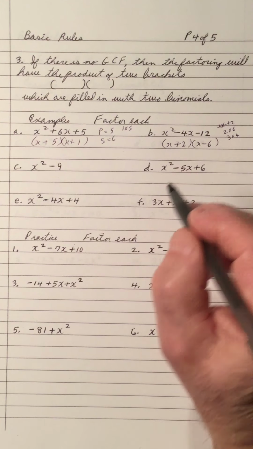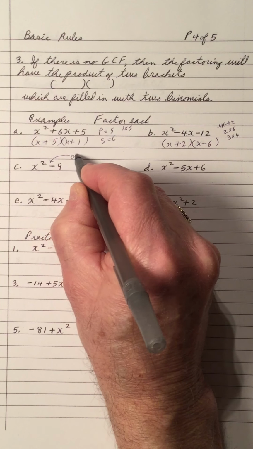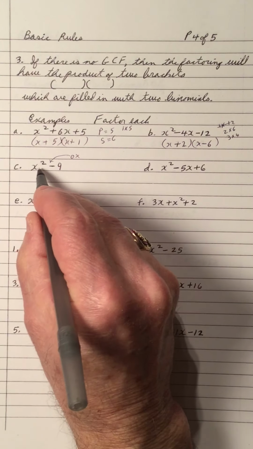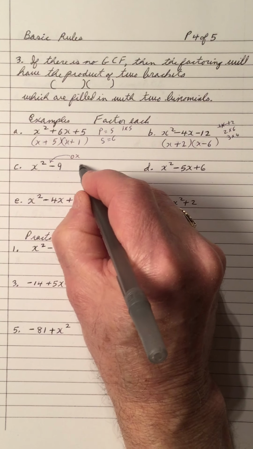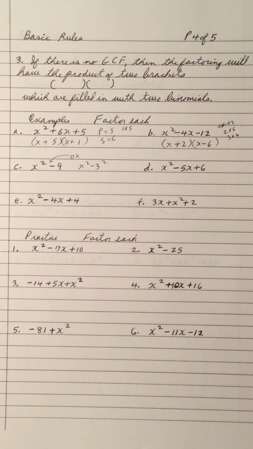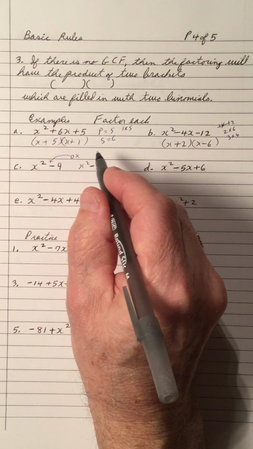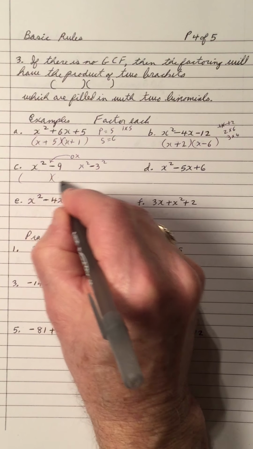Perfect. Now we have two terms here, but we notice the middle term is understood to be 0x. This looks like the difference of two squares. This looks like x squared minus 3 squared. Yes, it is the difference of two squares. You're subtracting x squared, 3 squared. So with the difference of two squares, we do double brackets.